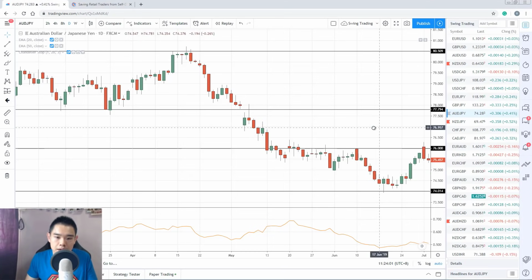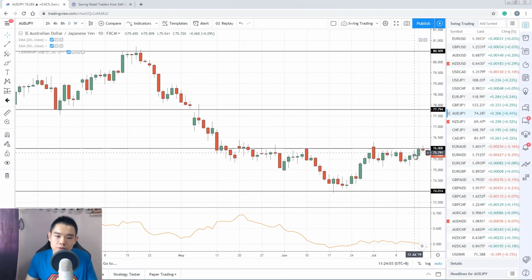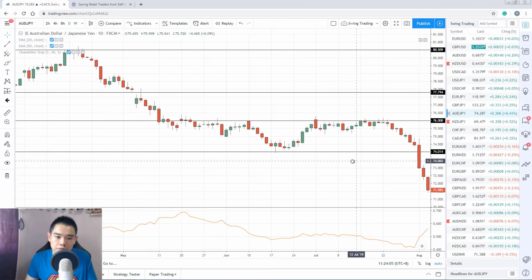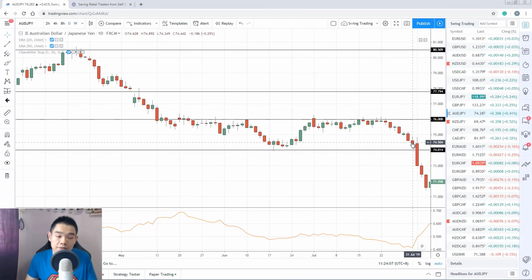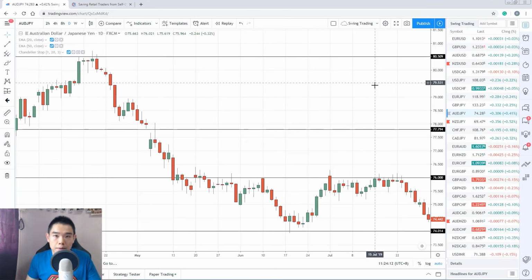Okay, and in this case, the market did hover around, messing with your emotions, making you think you're going to get stopped out before it finally reaches the TP level. So this is Aussie yen, one example of a false breakout.